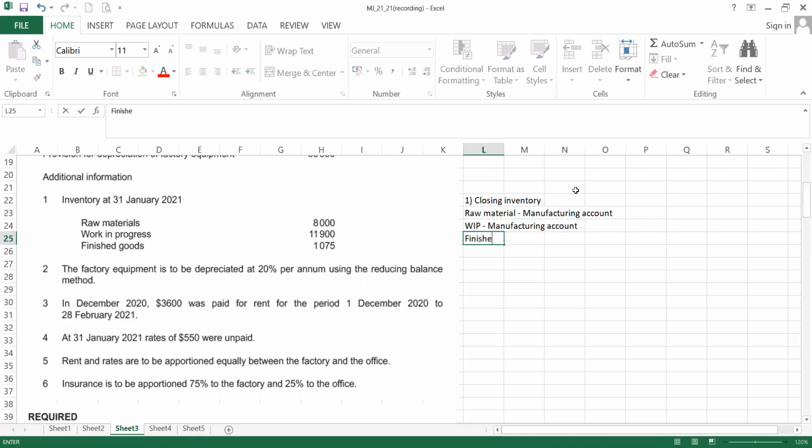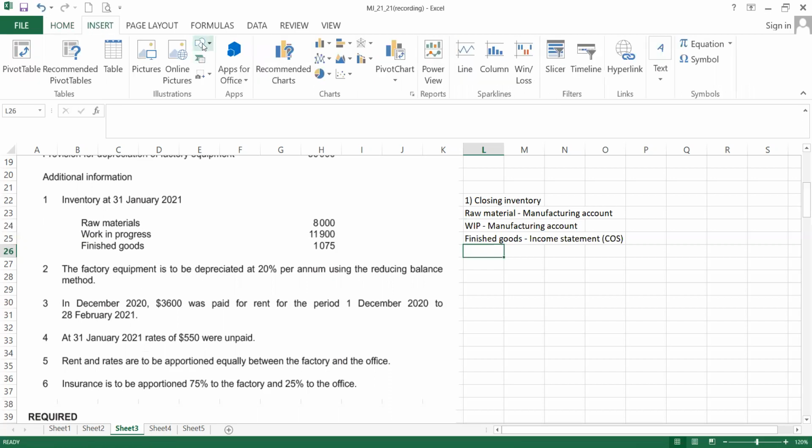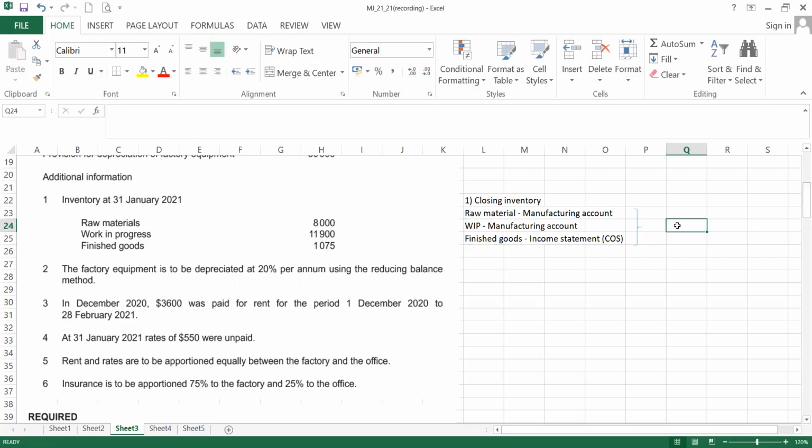Whereas finished good, this one will be under the income statement, under the cost of sales. So the raw material and work in progress go to manufacturing, and finished good goes to cost of sales. And then another part is that these three items will appear in the statement of financial position under the current asset. So take note that we must show the three items in the current asset individually.